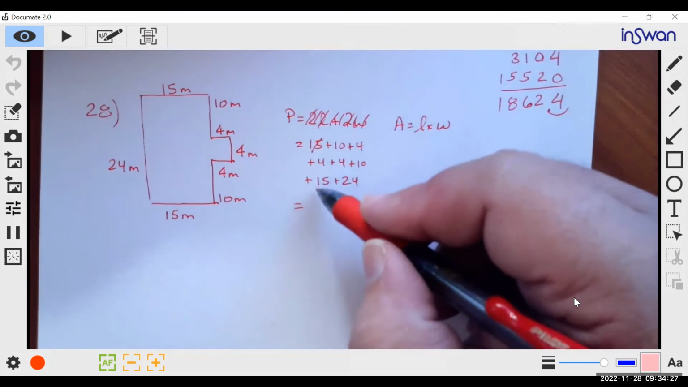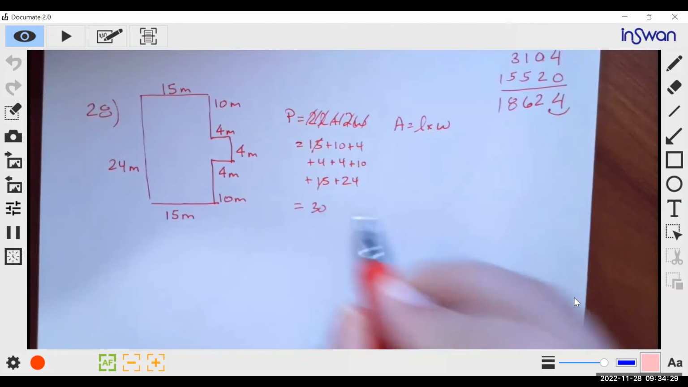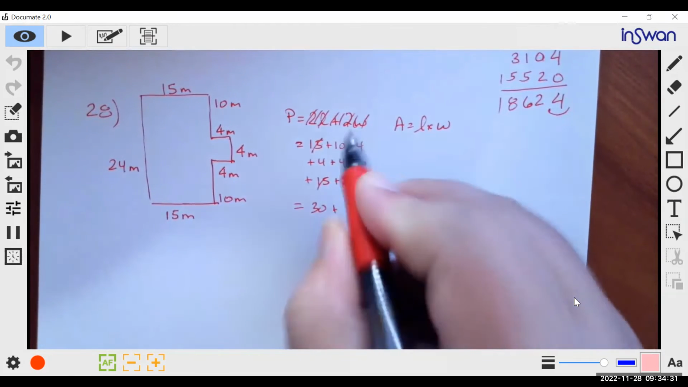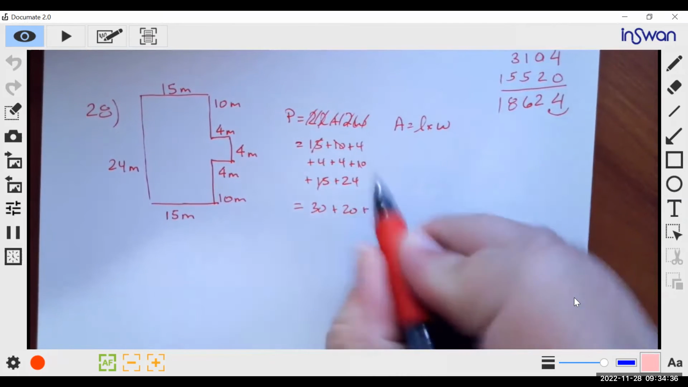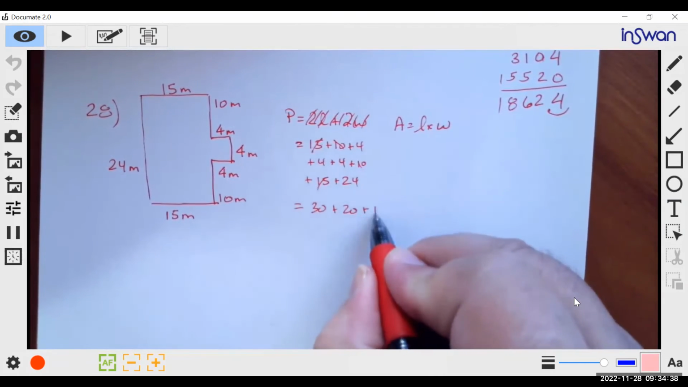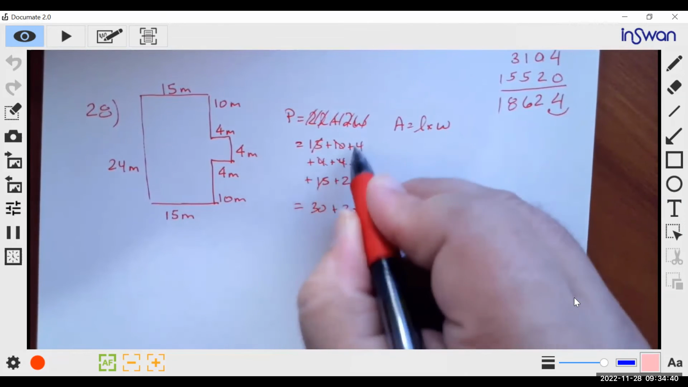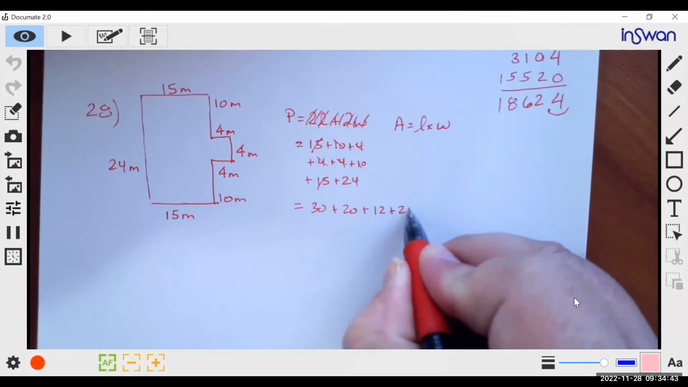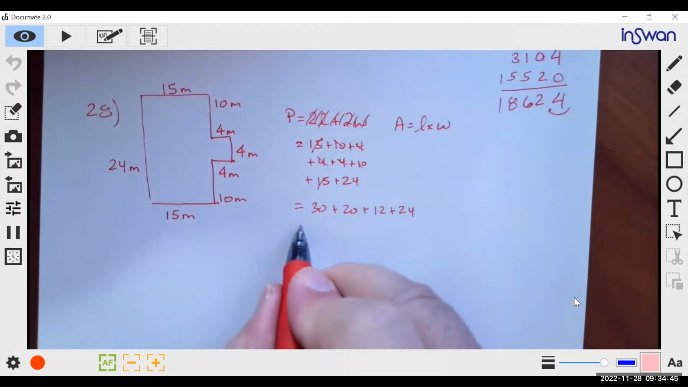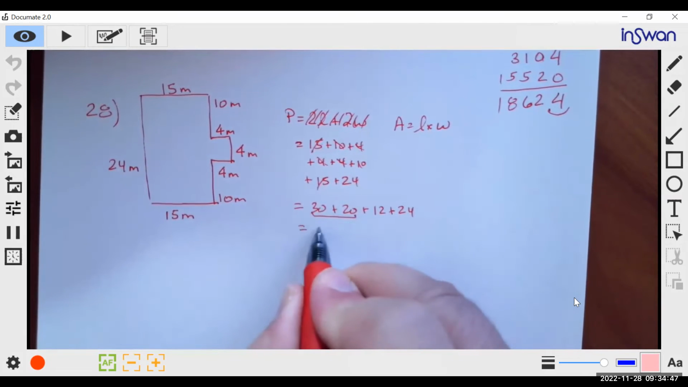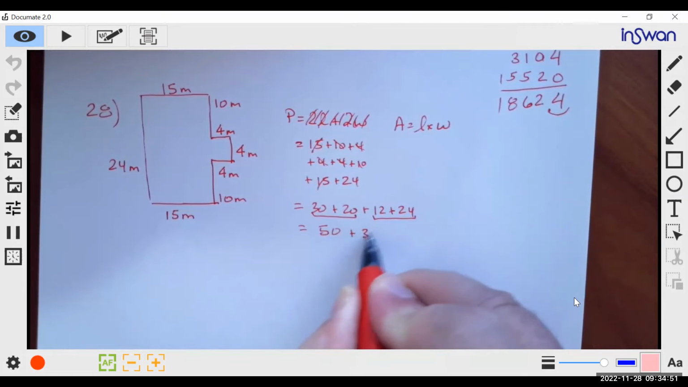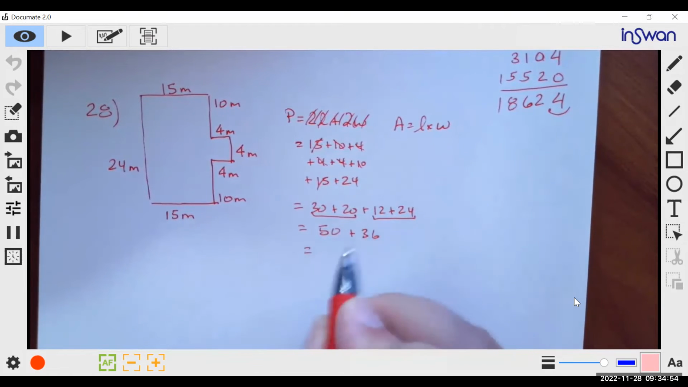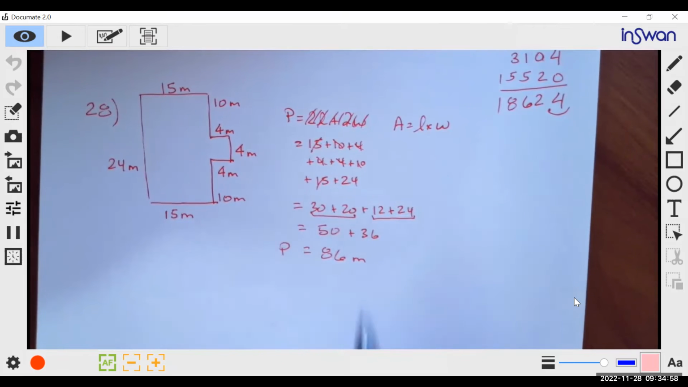Fifteen and 15 is 30. 10 plus 10 is 20. 4, 4, 4 is 12. And then 24. 20 plus 30 is 50. 24 plus 12 is 36. 50 plus 36 is 86 meters. That's the perimeter.